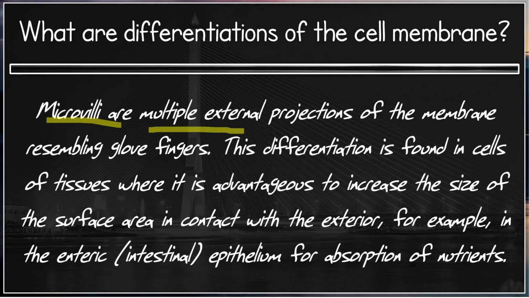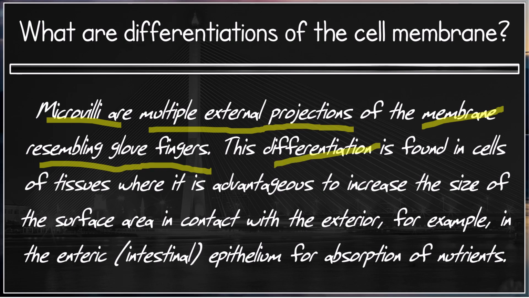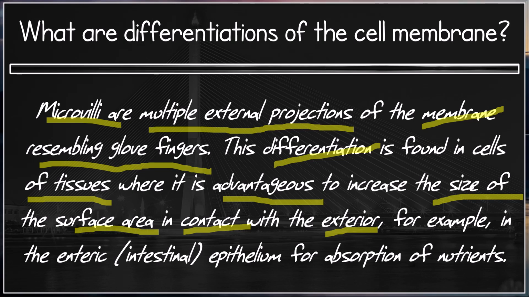Microvilli are multiple external projections of the membrane, resembling glove fingers. This differentiation is found in the cells of tissues where it is advantageous to increase the size of the surface area in contact with the exterior. For example, in enteric or intestinal epithelium, for absorption of nutrients.